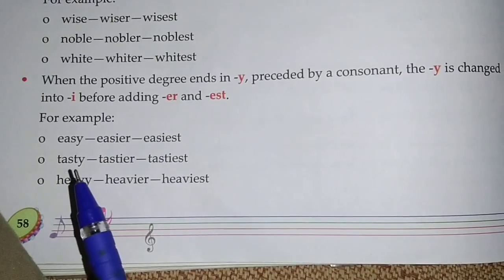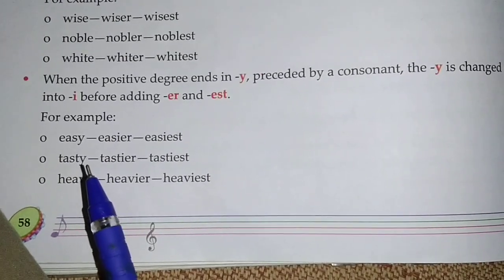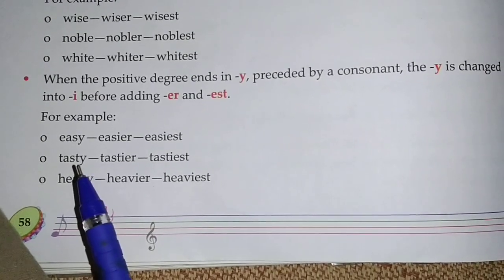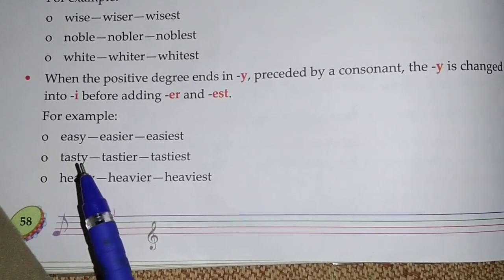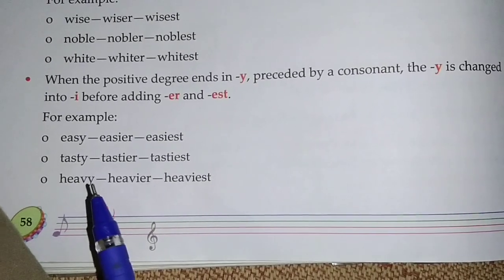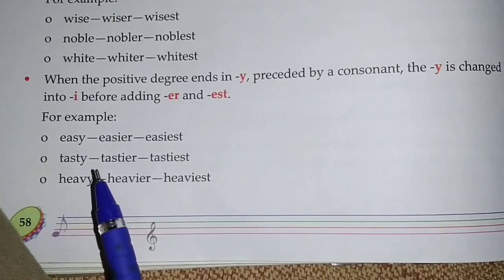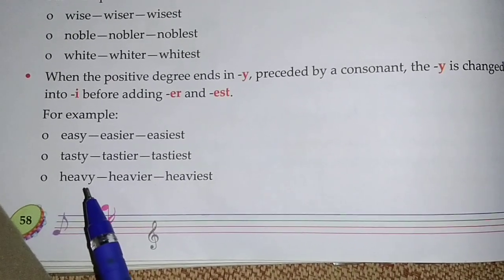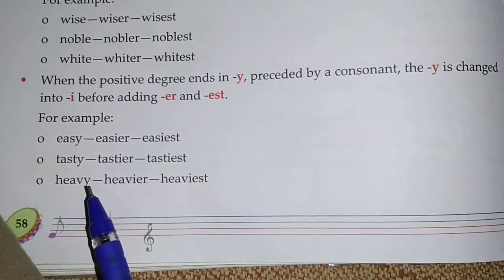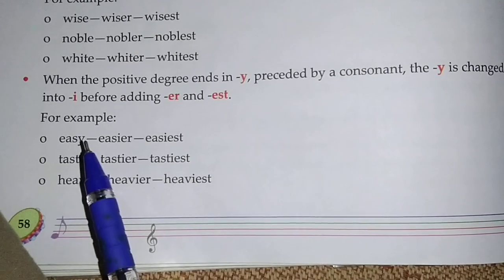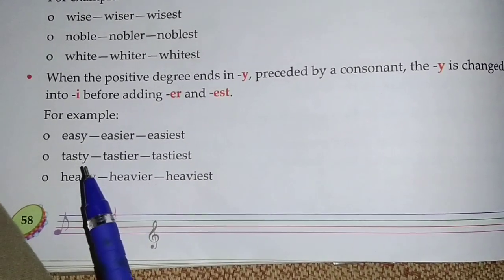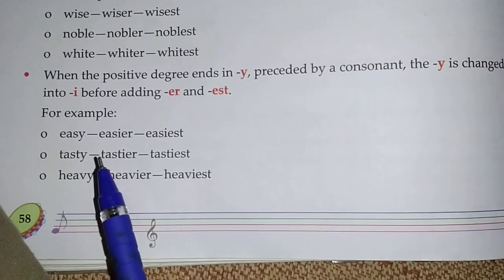Similarly, in this word tasty, the last alphabet is Y, but before Y there is T and T is a consonant. In case of heavy also, the alphabet Y is preceded, preceded means before it a consonant V is present. So in these cases what happens? We remove this Y, we add I, and then we add ER and EST.